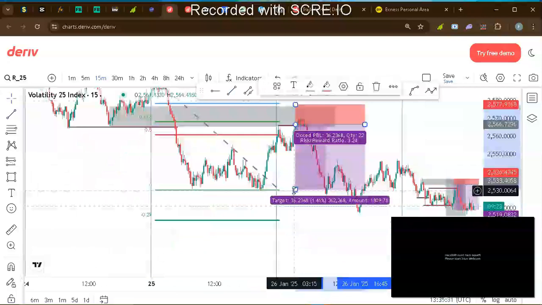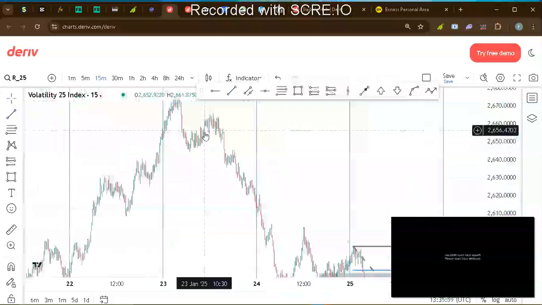Maybe sometimes it will take out liquidity right here. Sometimes it will take out this liquidity and then start pulling back down. But in this scenario, it did not happen that way. So you can just take this as your order block and then expect the market to pull all the way back down.